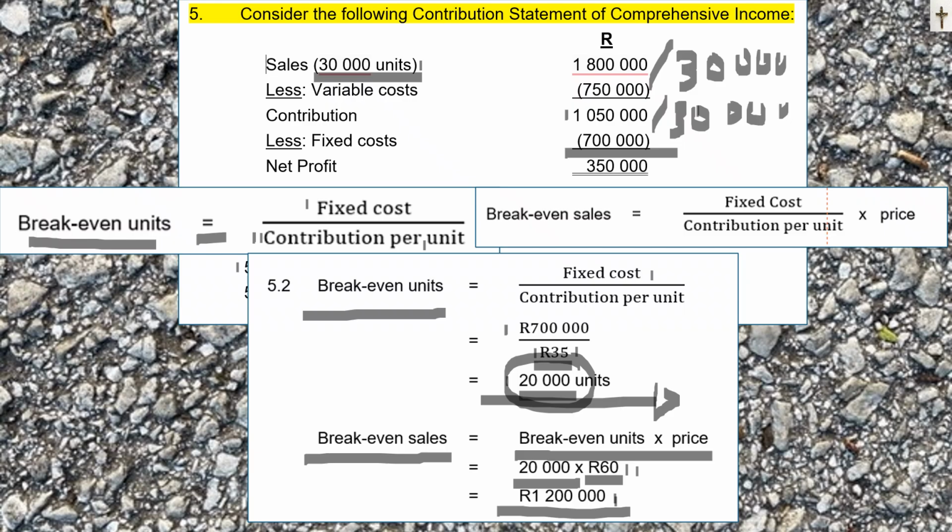So if I did ask you the question, what are the total costs at break even? If you're breaking even, the total cost will also equal 1.2 million, because there is no profit and there is no loss. You break even. So that's calculating break even units and the break even sales value at break even.